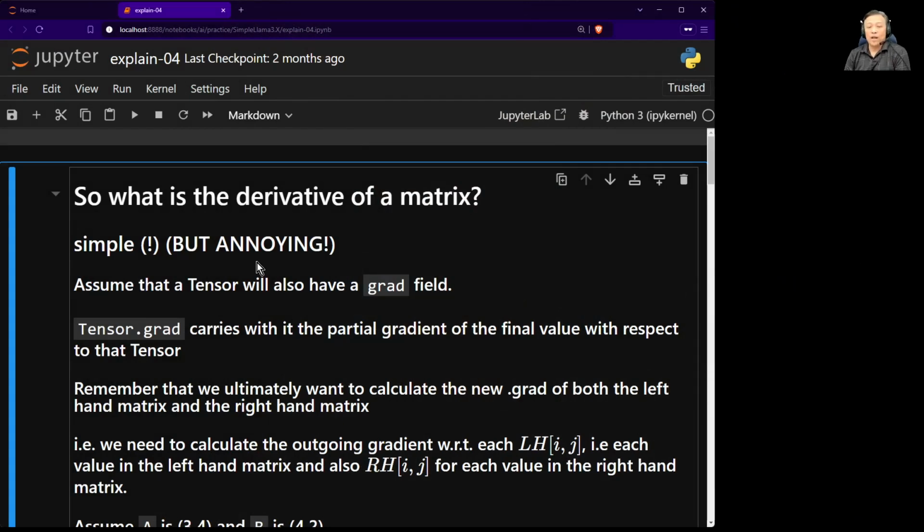So, what is the derivative of a matrix? Remember, a matrix is a 2D tensor, and it also has a grad field. Tensor.grad has to carry along with it the partial gradient. This means that the grad field has to be the exact same shape as the original matrix.